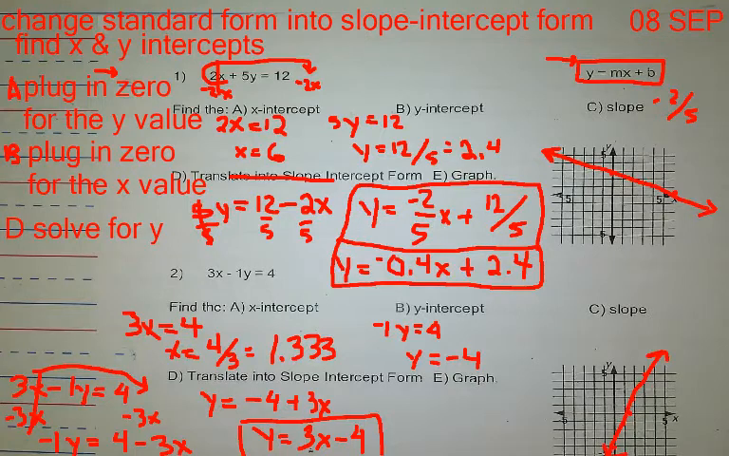So, like I said, that's what we're doing on today's homework. It's page 46, numbers 27 to 32. Make sure you do all of these steps. Find the x-intercept, find the y-intercept, translate into slope-intercept form, and graph it.